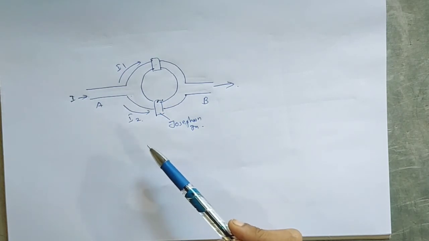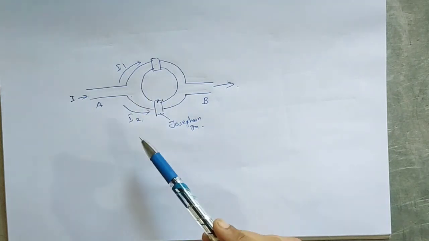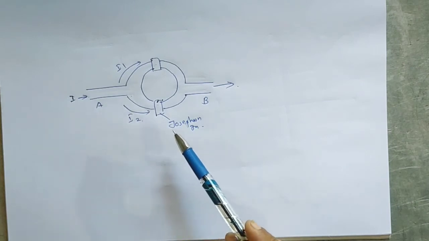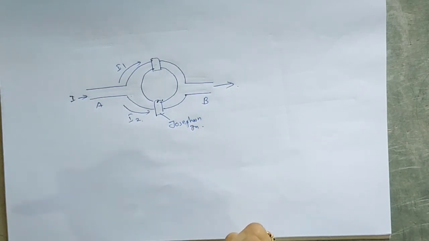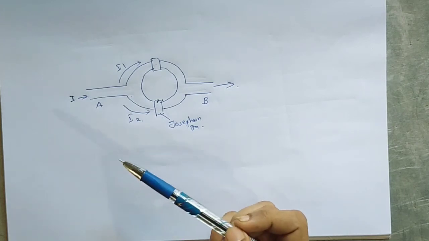It shows an interference effect, and that interference effect depends on the intensity of the applied magnetic field. This supercurrent depends on the applied magnetic field.